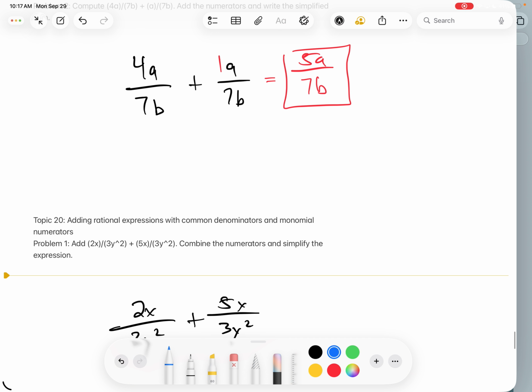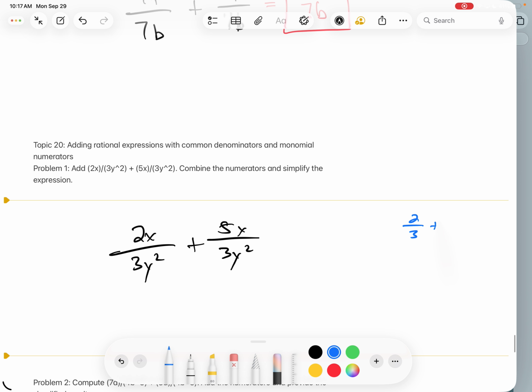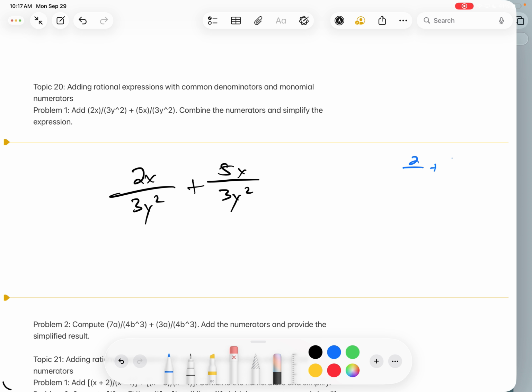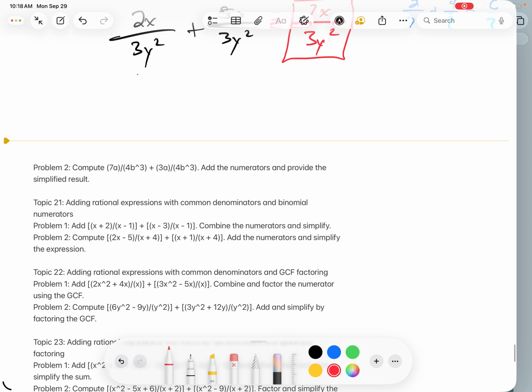I did not do my example here. Oh, that doesn't work. Oh my goodness. Sorry. It does not matter what is in the denominator. Okay? You keep the denominator the same all the way to the bottom, and you just add the numerator. So it does not matter that you have 3y squared. It's the same on all of it, so it stays the same. And then you add the numerator. 2x plus 5x would be 7x. So we add these the same exact way.